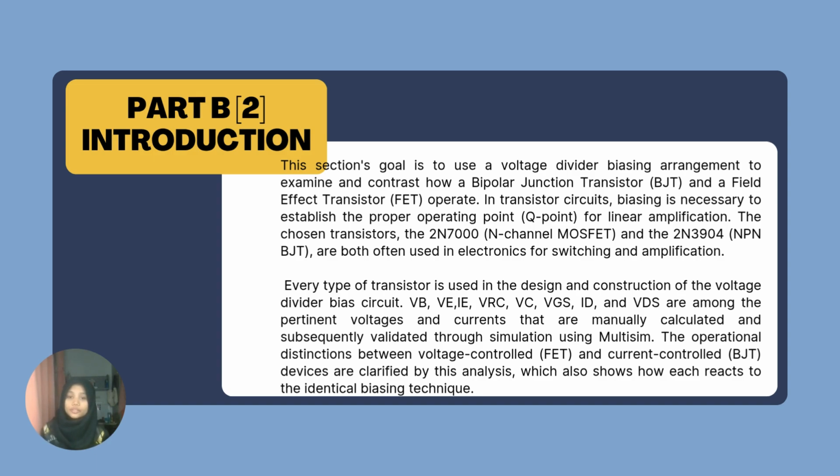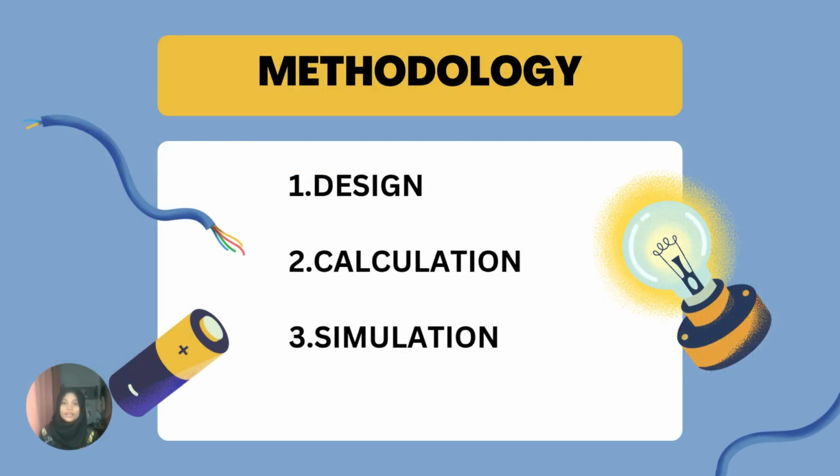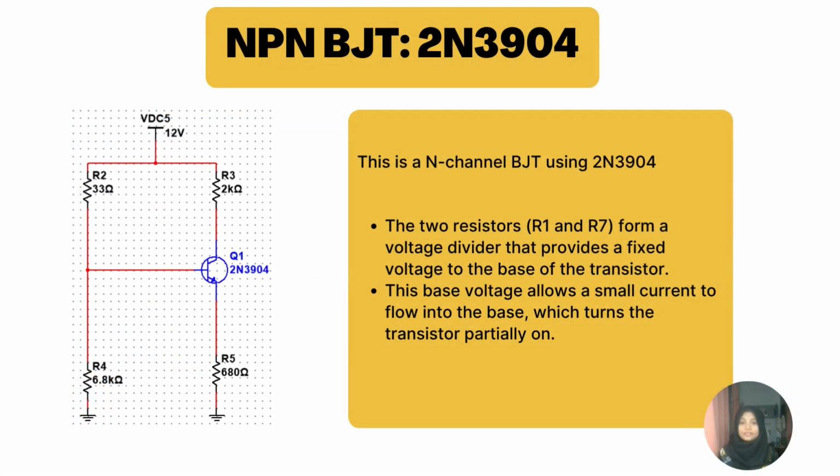The operational distinction between voltage-controlled FET and current-controlled BJT devices is clarified by this analysis, which also shows how each reacts to the identical biasing technique. And now for the methodology, we have design, calculation, and simulation. This is the circuit for the NPN BJT 2N3904.